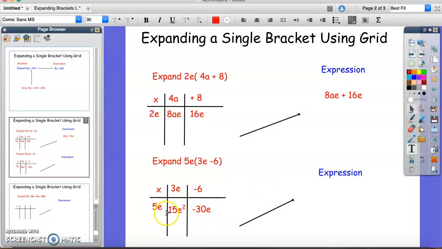Technically, you could write 15e squared plus -30e, but you want to write it as quickly and as easily as possible. So you can write yourself 15e squared subtract 30e.